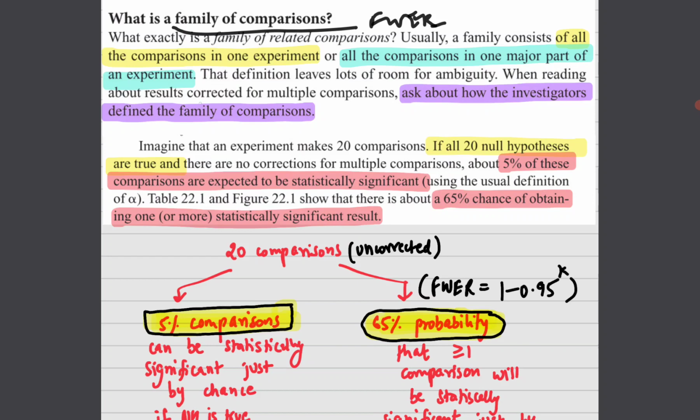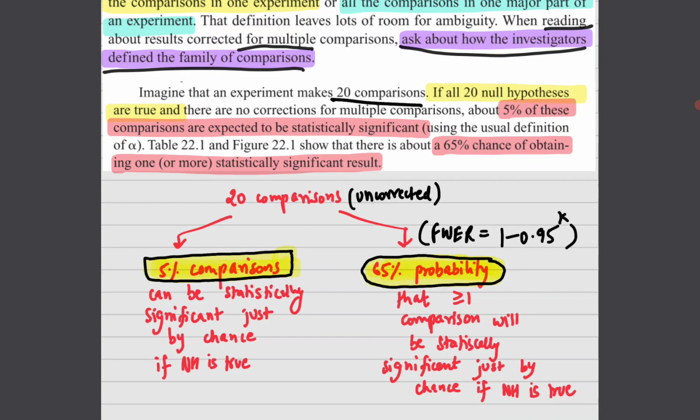So when reading results, let's assume you're reading a manuscript and the results have been corrected for multiple comparisons, then you need to go back and look at how many comparisons it has been corrected for. Has it really been corrected for all the comparisons that were made in the manuscript, or only a part of them? How are the authors of the study defining the family of comparisons? That is important. Usually all the comparisons made in a single experiment count as the family of comparisons. So you need to ask how the investigators have defined the family of comparisons.